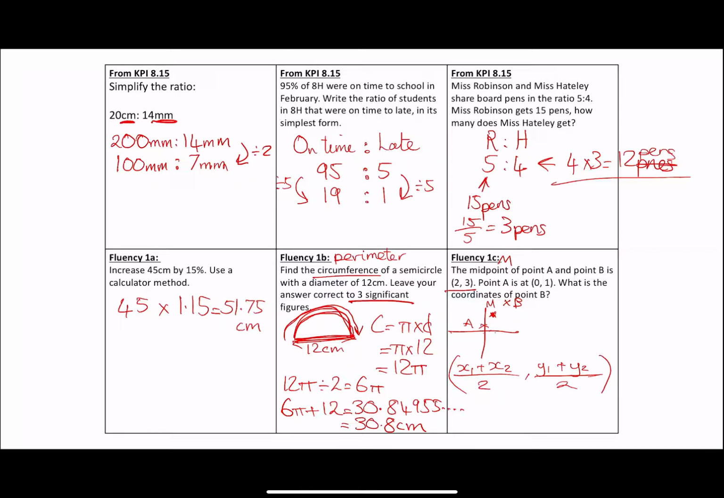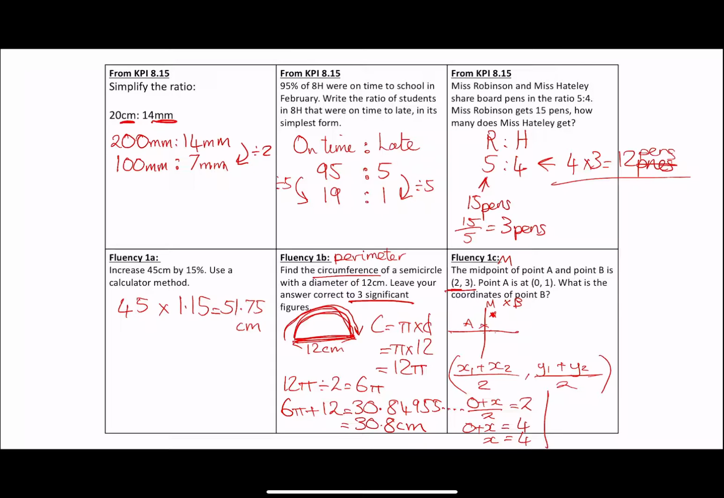Okay, so to work out the x coordinate, first of all, I'm going to need to say, okay, well, it's 0 plus something, I'll call it x, divided by 2 gives me that 2. Well, that's just an equation I can solve. Multiply both sides by 2 and you've got 0 plus x equals 4. So x equals 4. So I've got the x coordinate now of B.